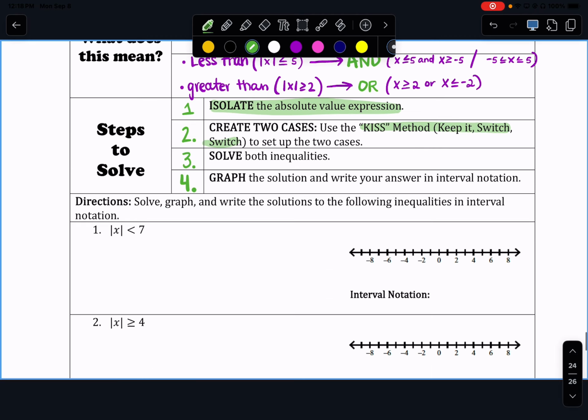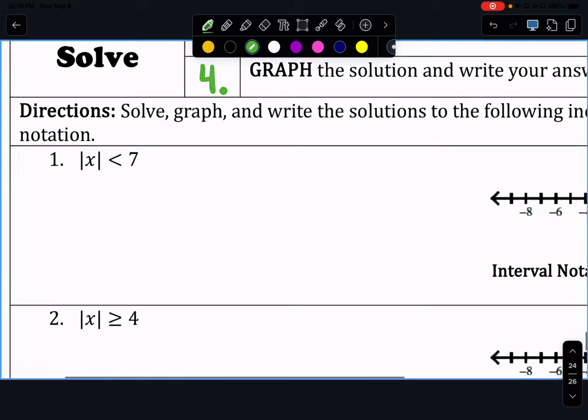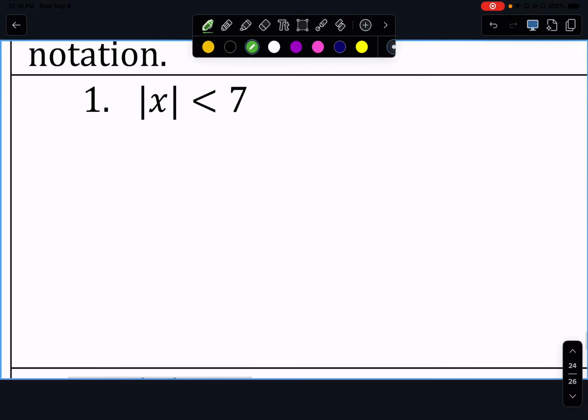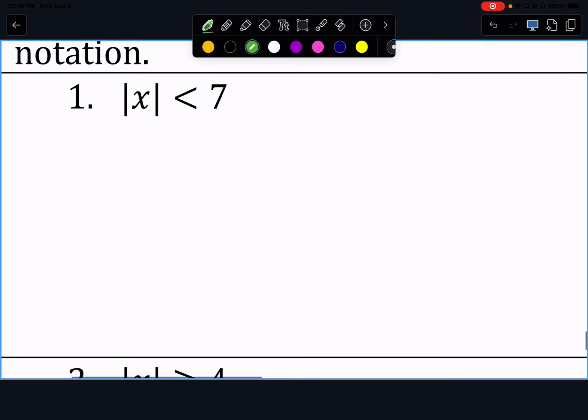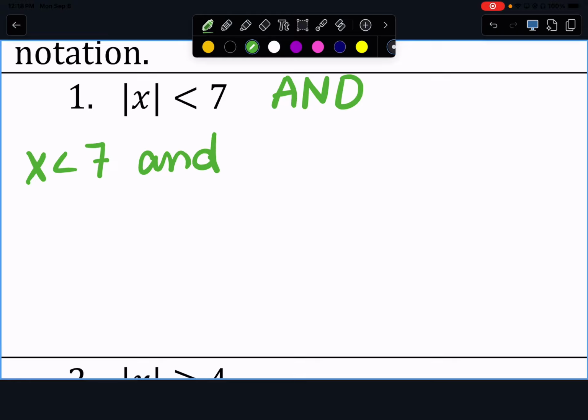So if we look at number 1, we have the absolute value of x is less than 7. Less than gives us what kind of inequality? It's going to give us an and. So we're going to do x is less than 7, and we already kept the first part, so we're going to switch the inequality and switch the sign. So x is less than 7 and x is greater than negative 7.